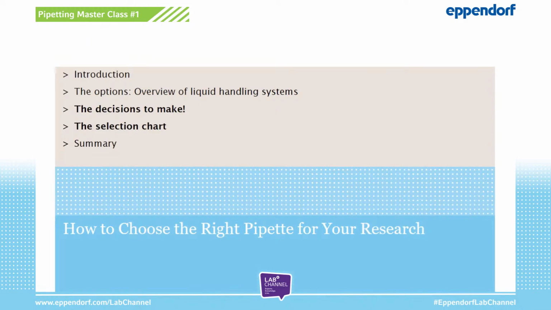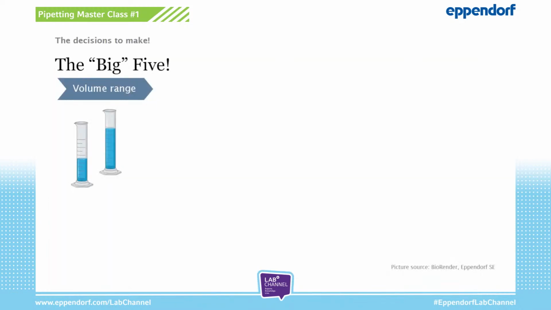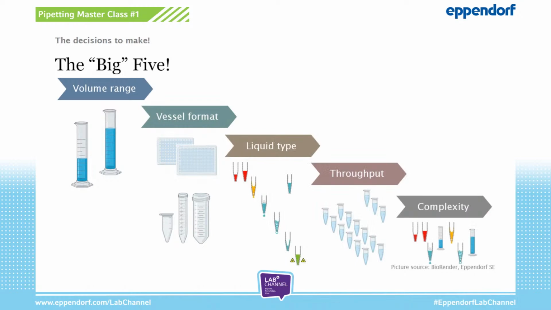So now let's look at the decisions that need to be made in order to choose the best solutions for certain applications from this set of options we have just seen. And the question of the volume range to be transferred is also the first question of the 5 that should be answered in order to identify the right liquid handling tool for the application. Furthermore, it is important to look at which vessel formats and liquid types are used, what the sample throughput is, and the complexity of the pipetting task.